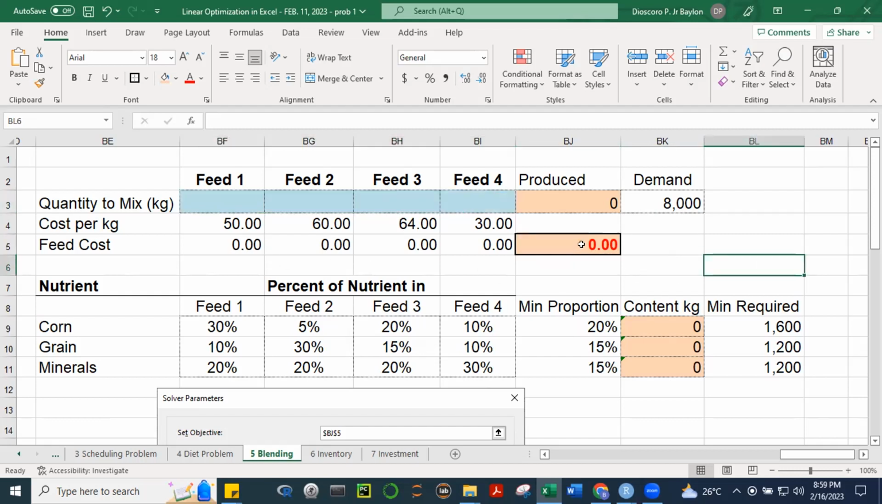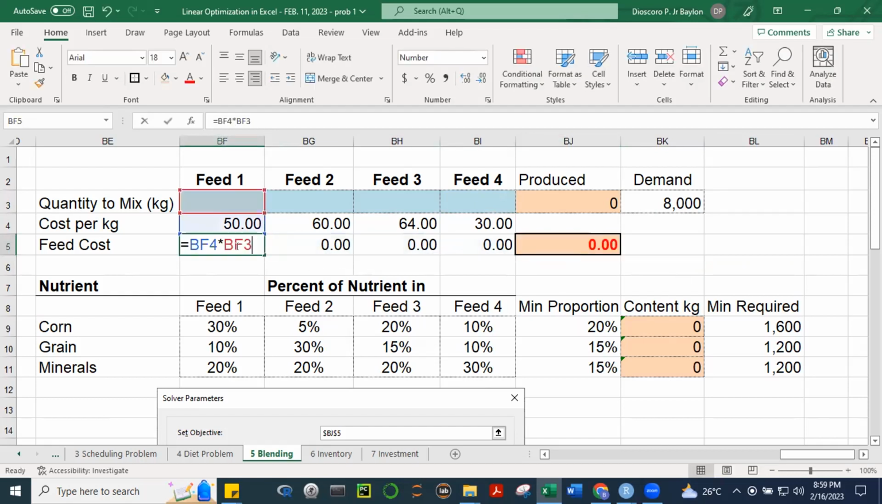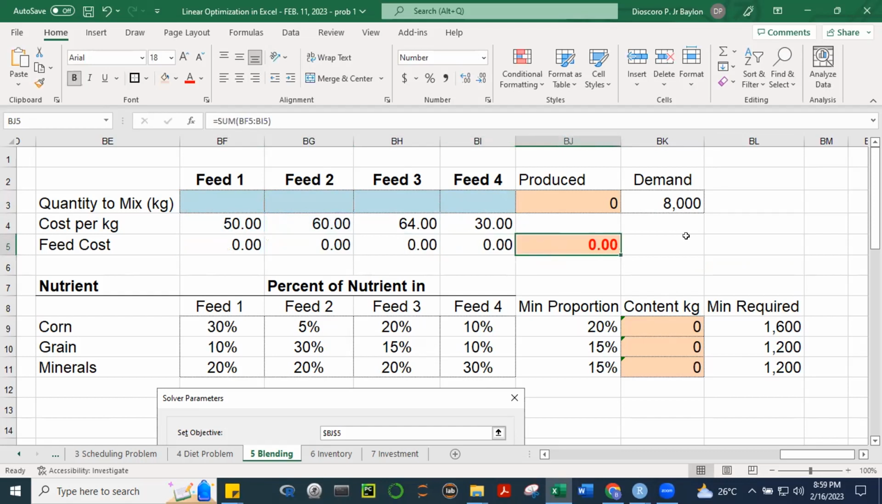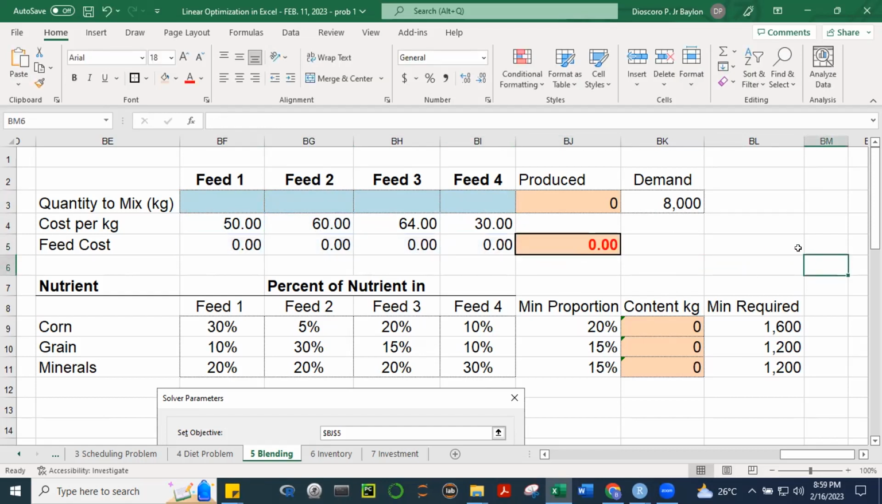And then I have here the objective function, which is just the sum of my feed cost. By the way, my feed cost just came from, I could have named this feed 1, feed 2, feed 3, feed 4. That could have been fine. So it's just 50 times feed 1, 60 times feed 2, etc. So you get the total of this.